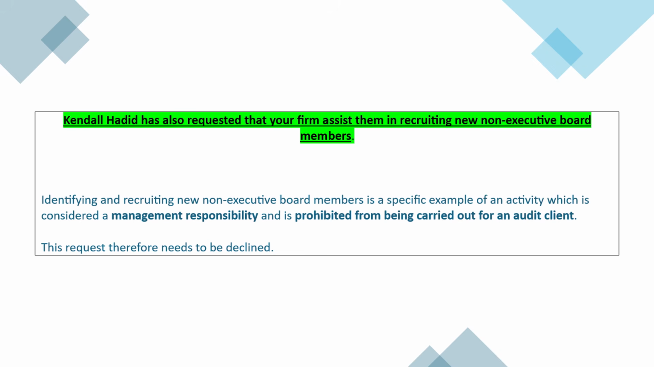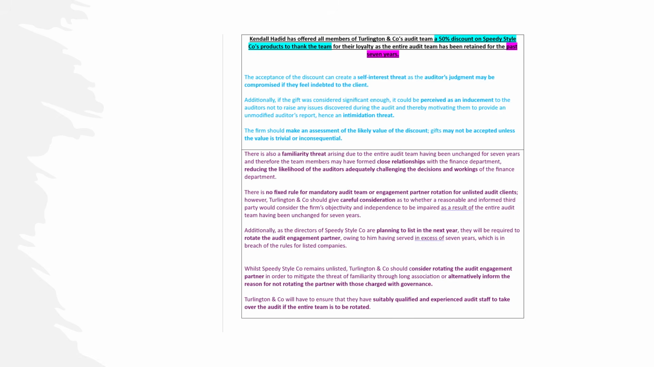The second one is also a straightforward no based on the guidance from the code. Looking for or recruiting executive or non-executive board members is a part of management responsibility. It is not allowed, and therefore this needs to be declined. So again, there's a straightforward no here, but with explanation. For the discount and the 7 years, I'm going to have a discussion in two separate parts. The font is smaller because I wanted to keep it on one screen.